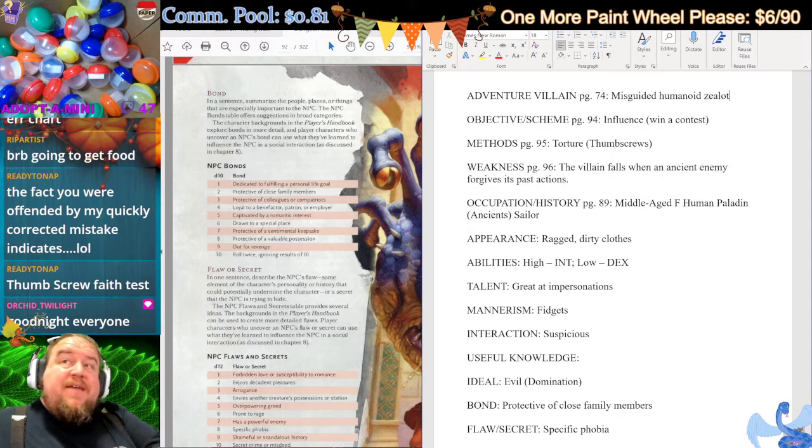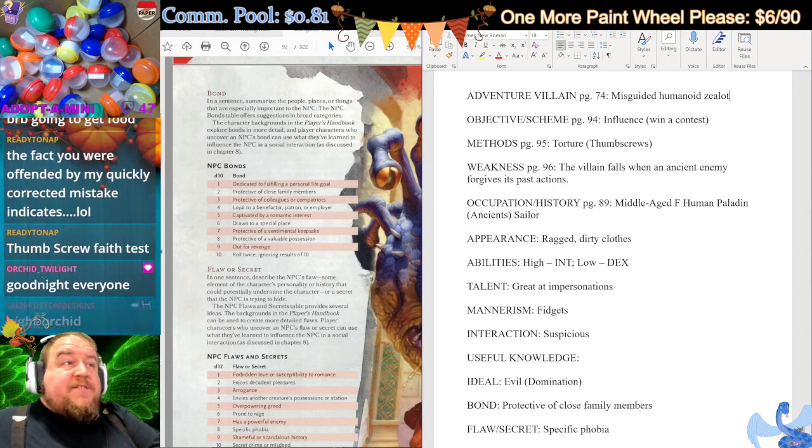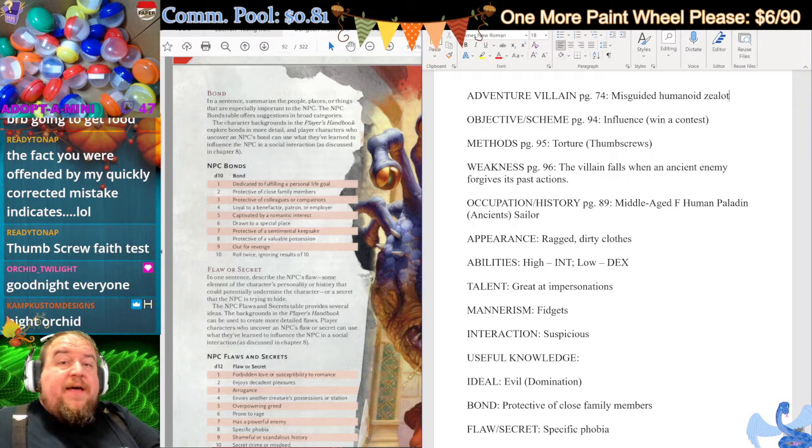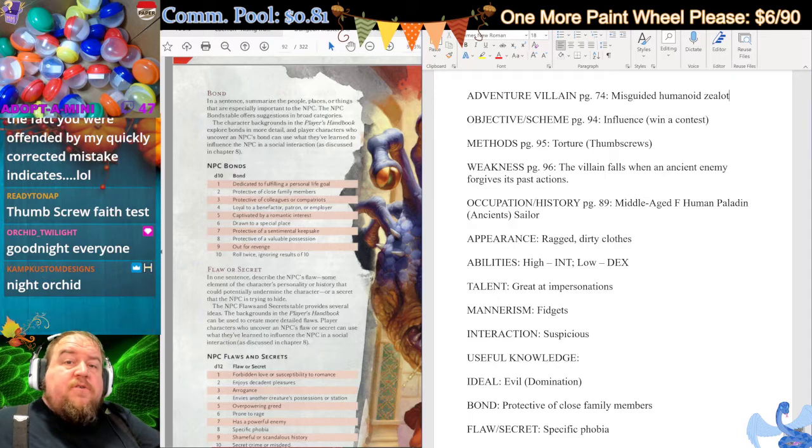Is falling death? Is falling actually breaking the oath? Is falling getting kicked out of the order? When an ancient enemy forgives its past actions. And you know what? You ain't a paladin if you're not making enemies. And in this case, in particular, it is fiends and fae, if I recall correctly, for the Ancients paladin.